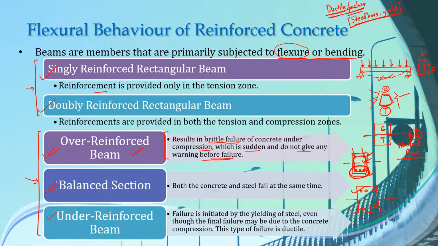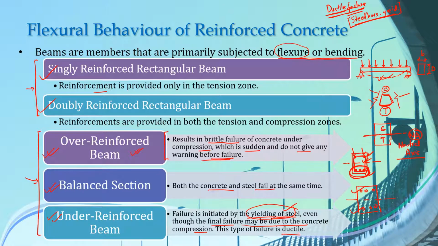The second type is the balanced failure, in which both the concrete and steel fail at the same time. And the final type is the under-reinforced beam, in which failure is initiated by the yielding of steel. Remember here, in an under-reinforced beam, failure is initiated by the yielding of steel, but the final failure may be either due to yielding of steel or concrete compression.